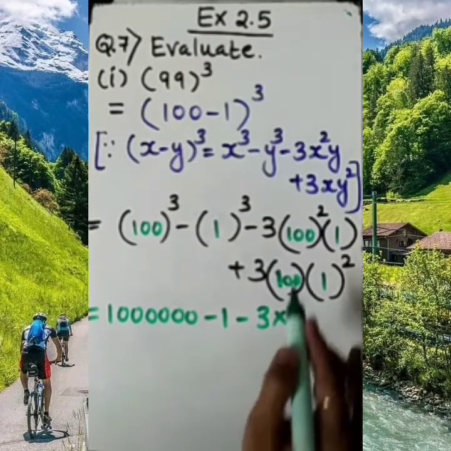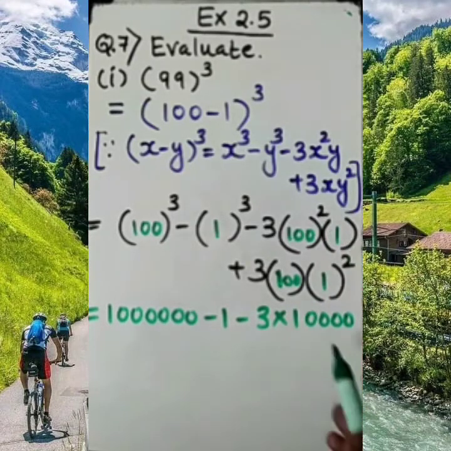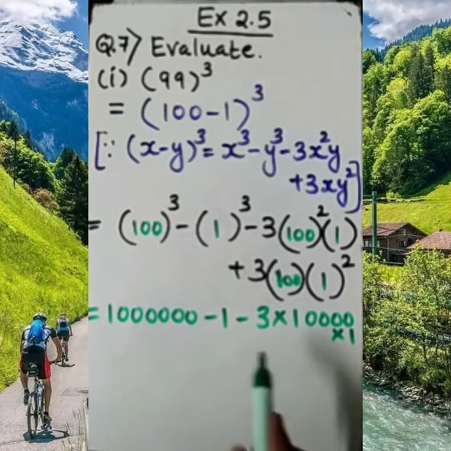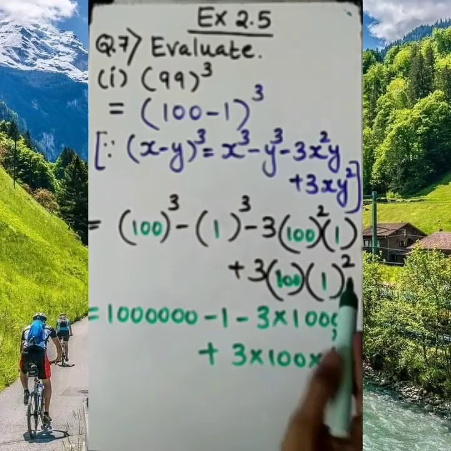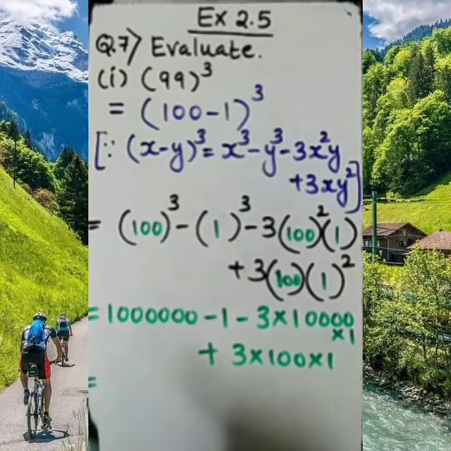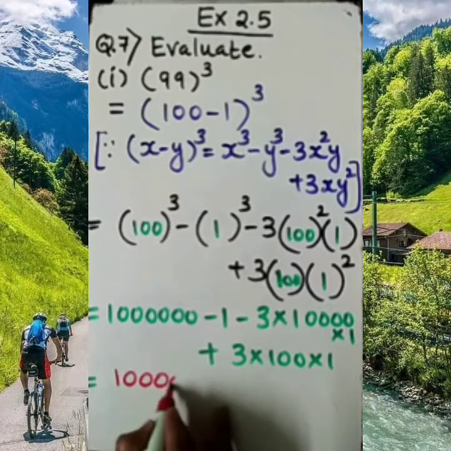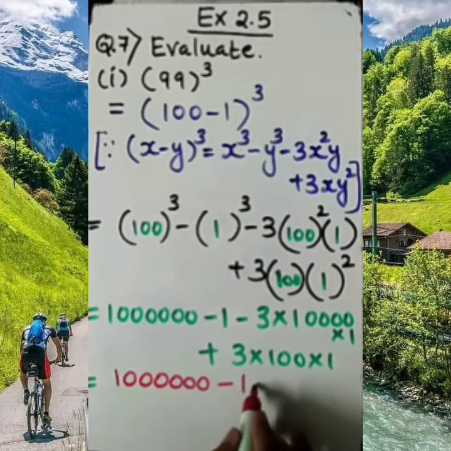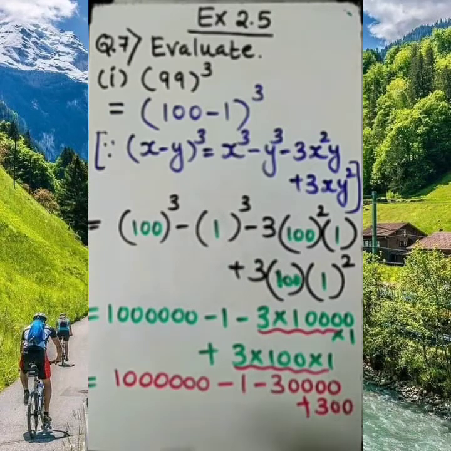Minus 3 into 100 square, which will be 10,000, and 10,000 into 1, that is 10,000. You can mention into 1 also along with that. Plus 3 into 100 into 1. This already, because 1 square is 1 only. We know this thing. Now let's multiply. First, these two terms we need to multiply. So 10 lakh minus 1 minus 3 into 10,000, is it 30,000? And 3 into 100 into 1, that is 300. So these are the numbers.